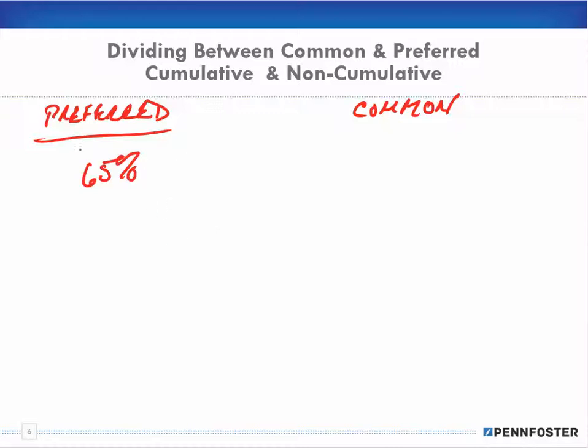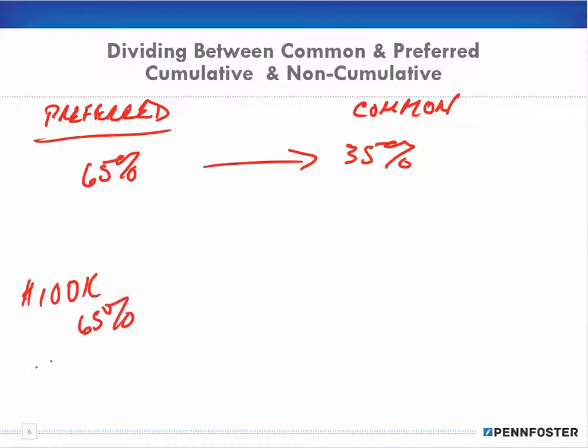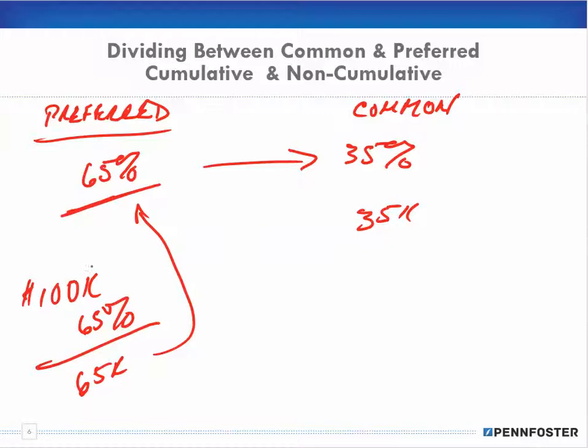So let's just use a simple example and say the corporation says, okay, we're going to pay the preferred shareholders 65%, and the remaining 35% goes to common stock. Okay, so when there's $100,000 of dividends, 65% of it, that's 65,000, goes to the preferred shareholders right up front. And then the remaining 35,000 goes to the common stock, right? Because preferred has first position.